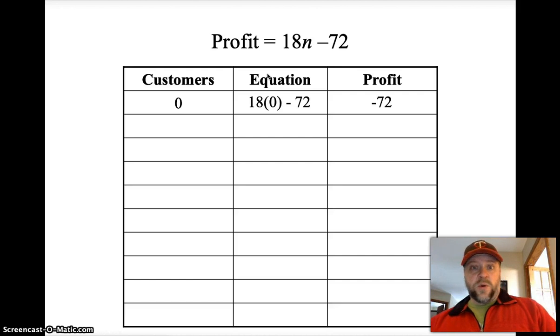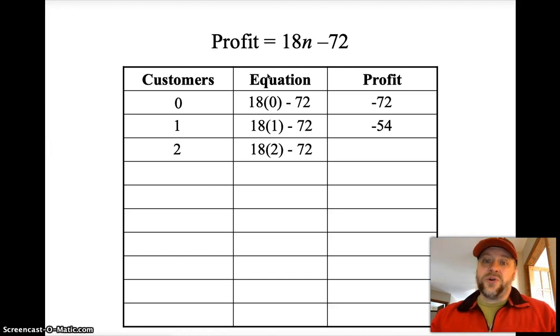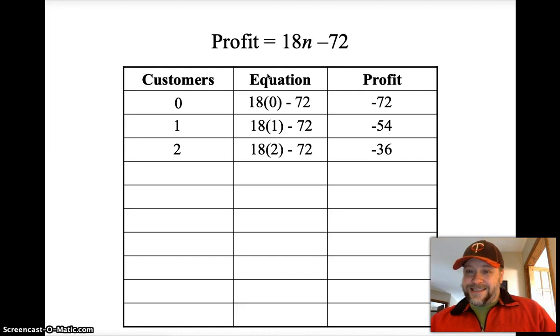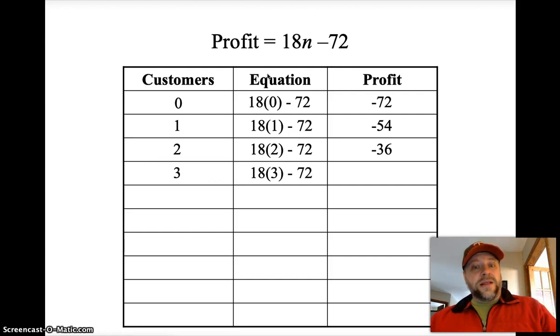Okay, how about 1 customer? Is she still going to lose money? Well, let's see. 1 customer would be 18 times 1 minus 72. That would be negative $54. Not as bad, but she's still losing money. How about 2? 2 customers would be negative $36. We're getting there. There is definitely a pattern going up. Oh, 18 times 3, that's going to be negative 18. Oh, we're close. Now, what do we notice about these numbers here? I notice that these numbers, each time we go up, they're going up by 18.